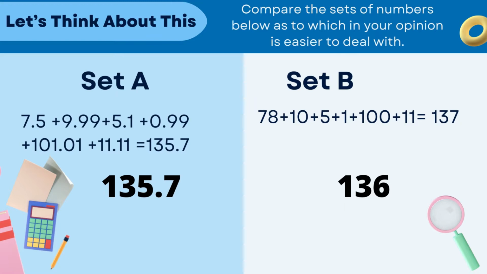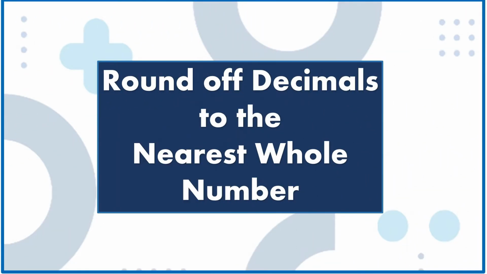Estimating the total cost of all our groceries, for example, without using a calculator would be easier to do if we round off the cost of each item to the nearest whole number. Do you know how to round off decimal to the nearest whole number?